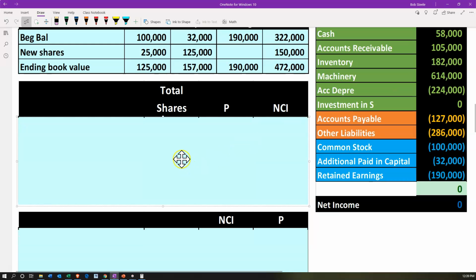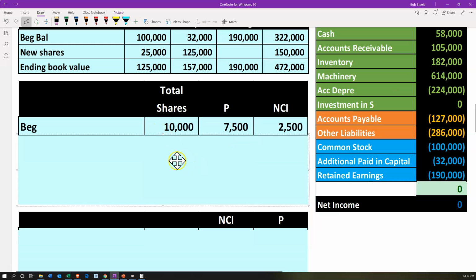So now let's consider another table here where we're going to take the beginning balance of the total number of shares. Our goal here is to think about what's going to be the effect on the percentages. Remember, we started with a 75-25% breakout. What's going to happen to that? Well, let's consider the total number of shares first that we had. We had 10,000 shares starting out because we had $100,000 common stock, par value $10. $100,000 divided by $10 is 10,000.